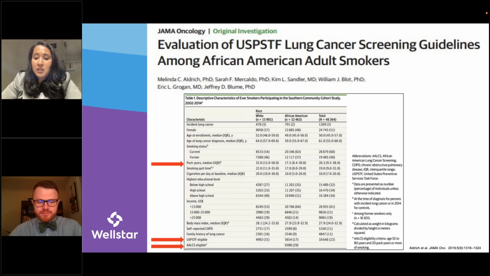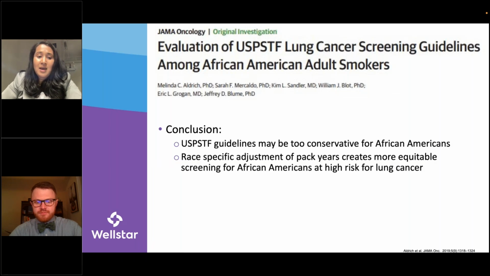Now, if they expanded the eligibility criteria to reduce the smoking history to 20 pack years, they noticed a significant increase in the number of African American patients specifically that could be enrolled in lung cancer screening programs. So what does that mean for us? It meant that the guidelines in place back in 2014 were probably too conservative for the African American population, and there probably needed to be an adjustment of pack years that would make the screening program more equitable for African American patients.